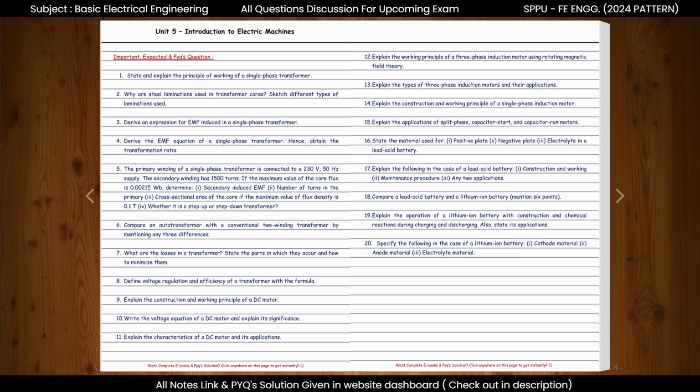To solve this, we use the EMF equation we just discussed. We substitute the given values to find the secondary EMF, the primary turns, and the area using flux equals flux density times area. By comparing the number of turns or voltages, we can tell if it steps up or steps down the voltage. Alright, let's move on to our next important topic.